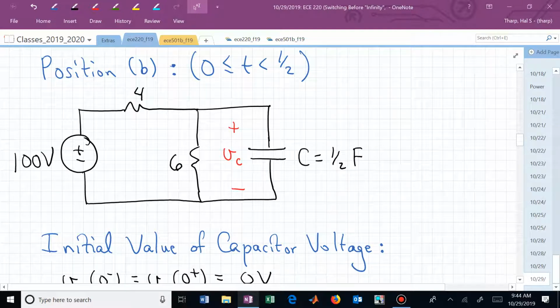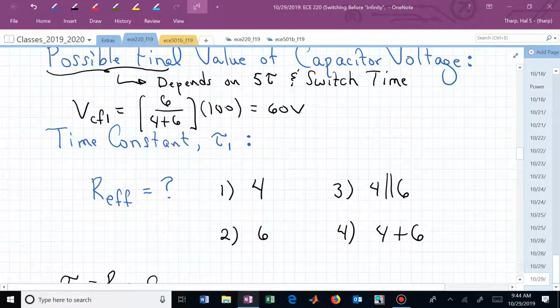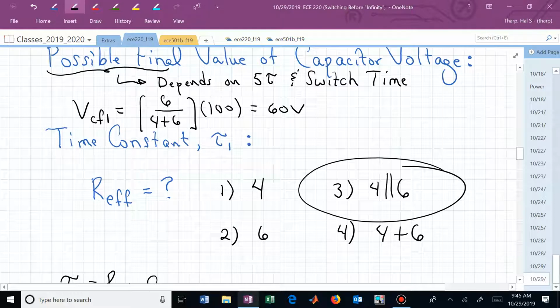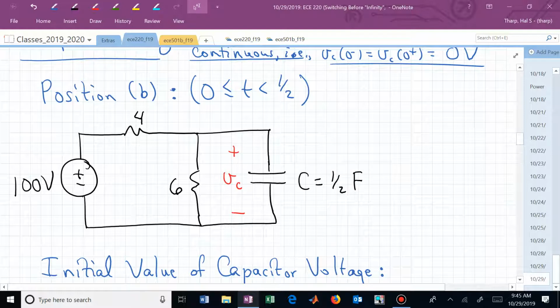We ready? 1, 2, 3. Okay. So I think most of you are saying 4 and 6. Why is that the case? We want the effective resistance. Now we remove that capacitor and we look into those terminals and we say, what resistance does that capacitor see between A and B?